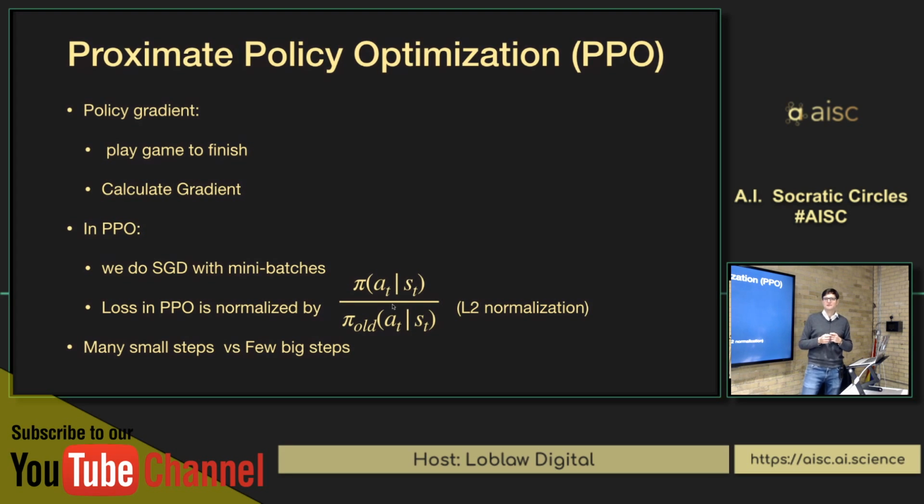You can think of it a little bit like an L2 normalization, which means that each time I do a backpropagation step, you don't move too far away from the current policy. You just move a little bit. You just nudge in the right direction. So what you want to do is many small steps towards the right policy.